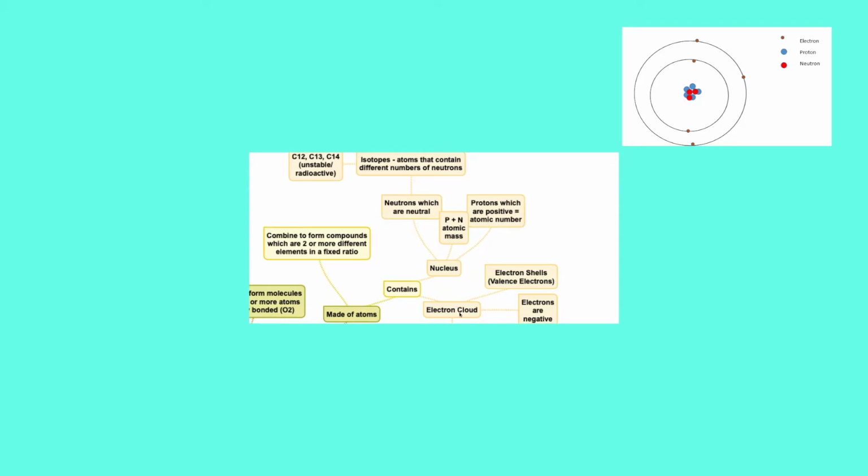So back to our electron cloud. The electron cloud, the outer shell is going to be containing our valence electrons. These are going to be the electrons that cause the atoms to have the particular properties that they exhibit. And remember that electrons are negative. So protons are positive, neutrons are neutral, and electrons are negative.